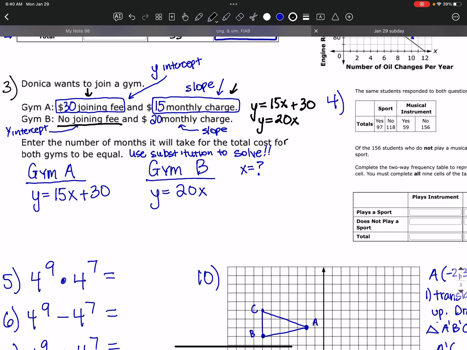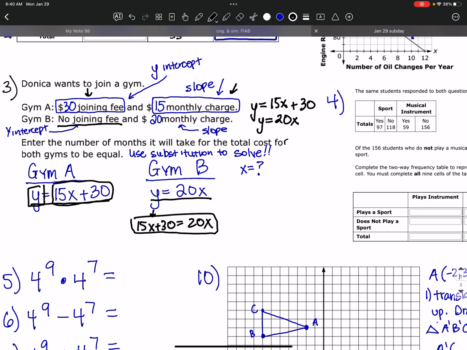So they're asking when are these equal to each other? So we have to say, okay, when are both of these true? When does y equal 15x plus 30 and y equals 20x? This is substitution. If you know y equals 15x plus 30, you can take y out and plug in 15x plus 30 equals 20x, and you tell me, you solve this. Make your teams. You tell me when those are equal to each other.